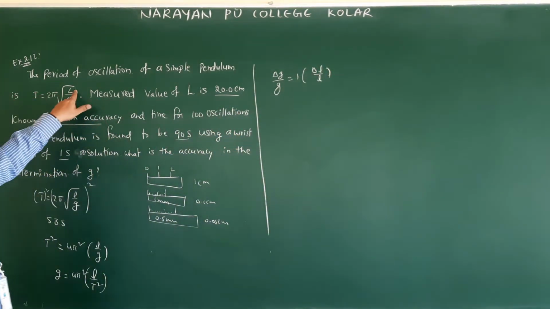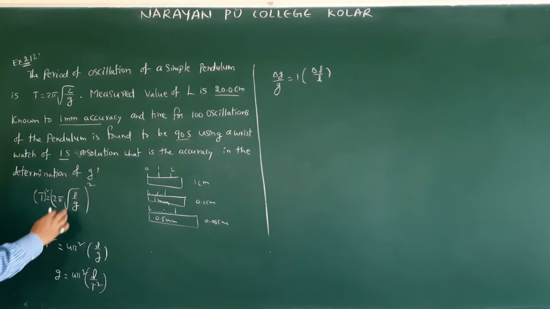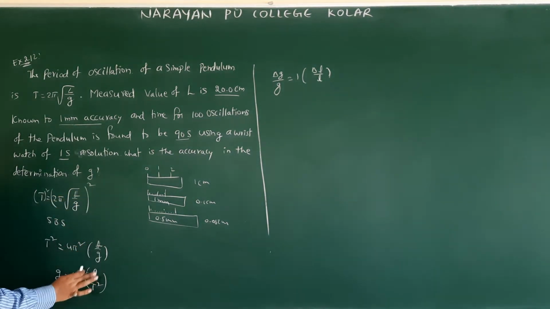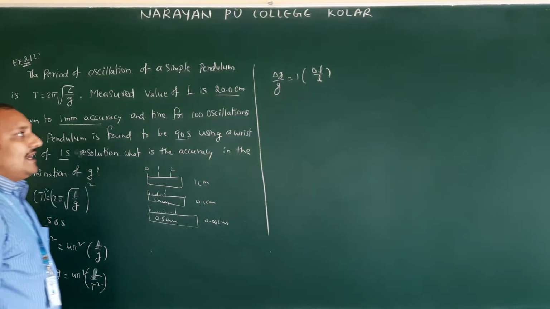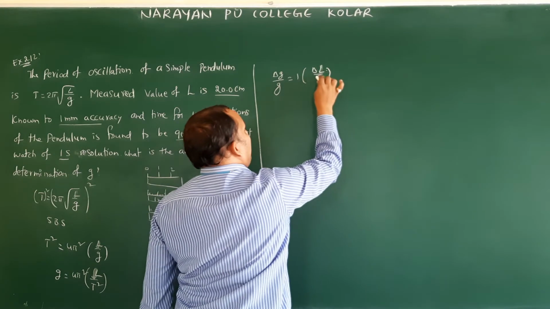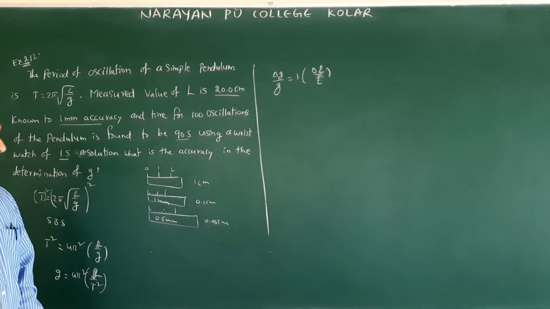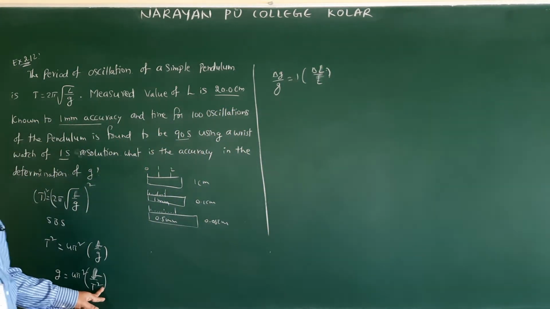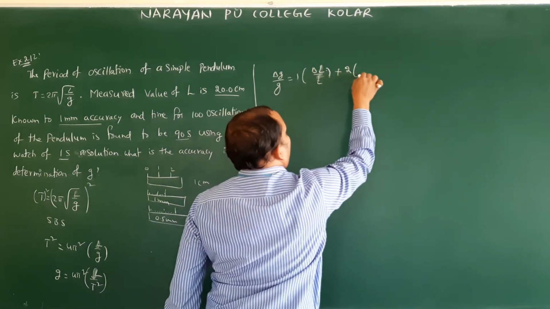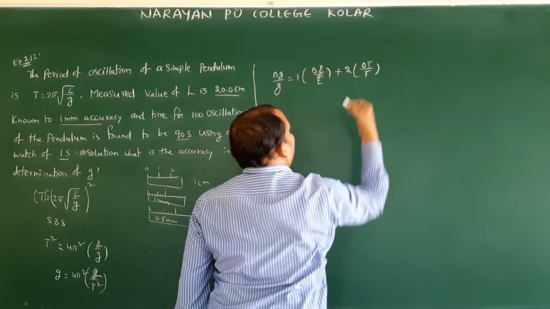They gave capital L here. I wrote small l, so you can change this one as capital L. That is our question, no problem, because in the question they gave capital L. So delta L by L. T power how much is there? 2. Therefore plus or minus? Plus only, 2 into delta T by T.